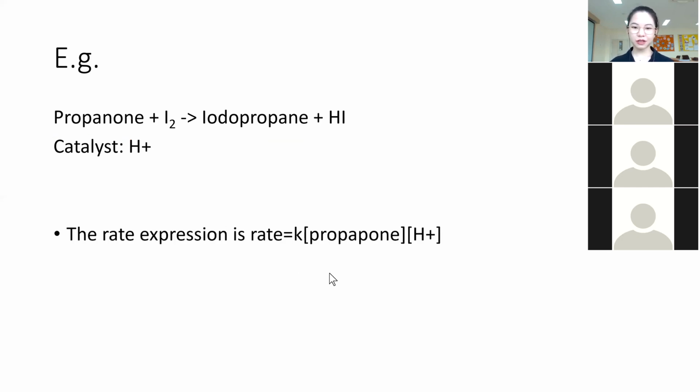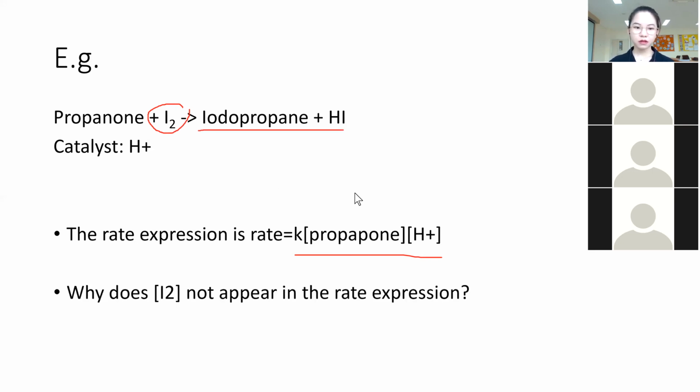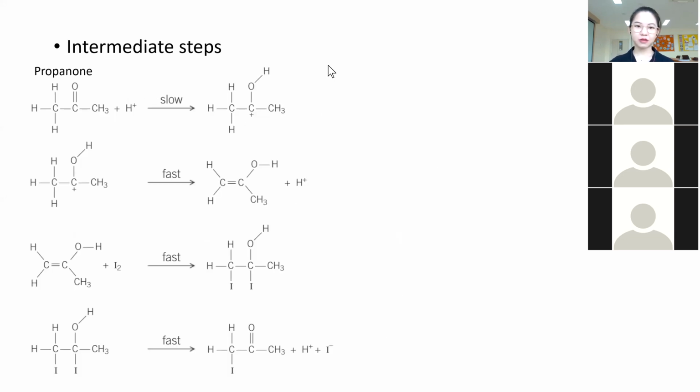And just to tell you, the rate expression is propanone and the catalyst. So the iodine here doesn't even make any effect on the rate, and neither do the products. So why does the iodine not appear in the rate expression? Let's have a look at all the steps. So these are the steps.